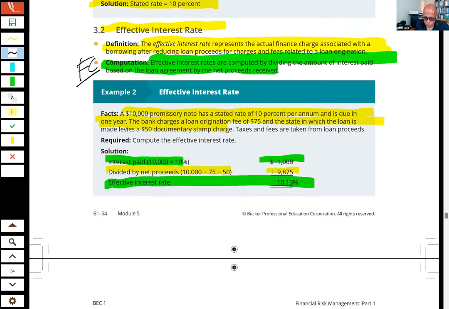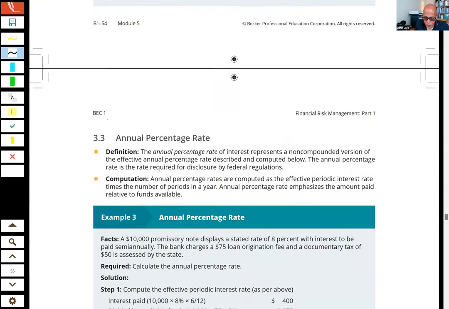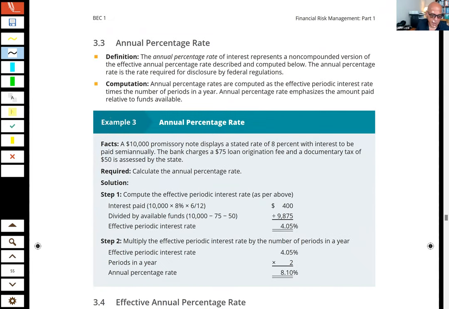Now you come over, and another way that we could calculate return would be annual percentage rate. And the annual percentage rate is the rate required for disclosure by federal regulations. So why don't you go ahead and flashcard that point? I don't know that the exam will necessarily ask you that, but in case they say you have to calculate the required rate by federal regulation, then you know they're asking you for the annual percentage rate.